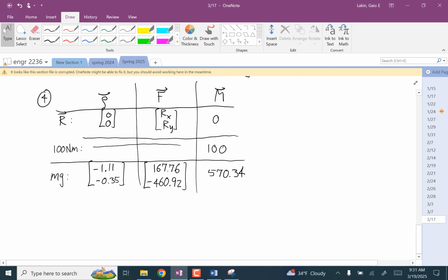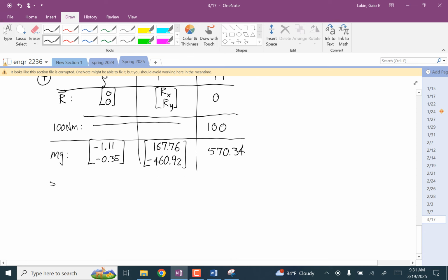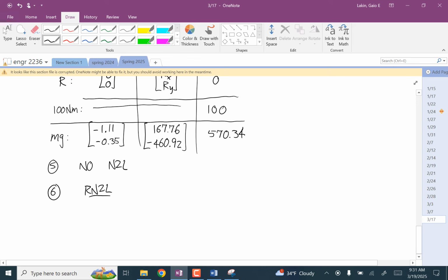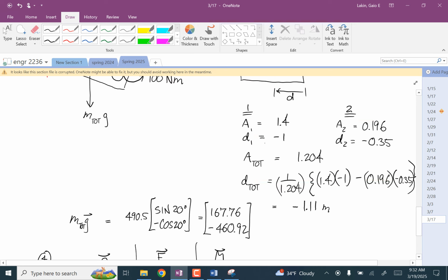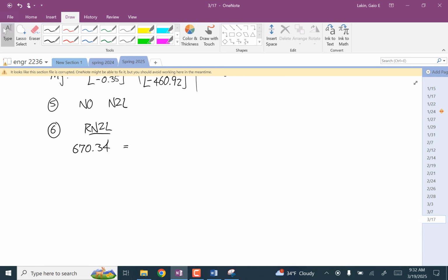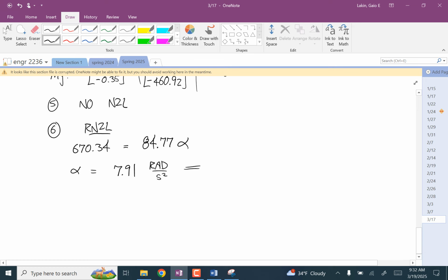Okay, so step 5. Does this have a fixed point? Yes, so we don't need to use Newton's second law. No need. And so then we're on to step 6, the moment equation. And now what we have is 100 plus 570.34 is equal to 84.77 times alpha. And so now alpha is 7.91 radians per second squared. And if you want to write this as a vector, that means this is 0, 0, 7.91.